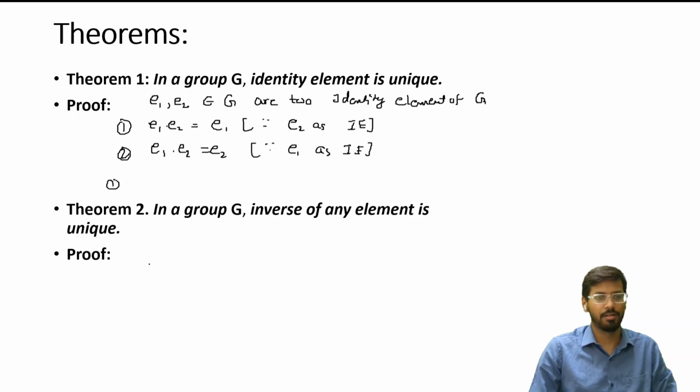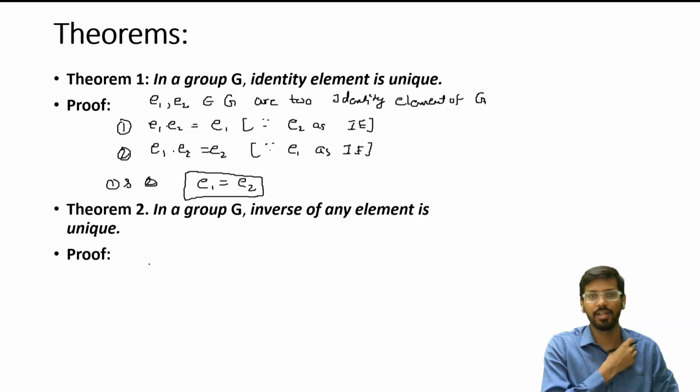From 1 and 2 we can say E1 equal to E2. So our assumption was wrong. Earlier we assumed that E1 and E2 are two different identity elements, but they are the same.